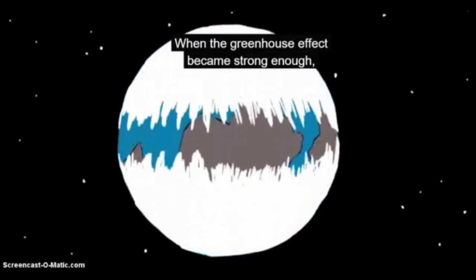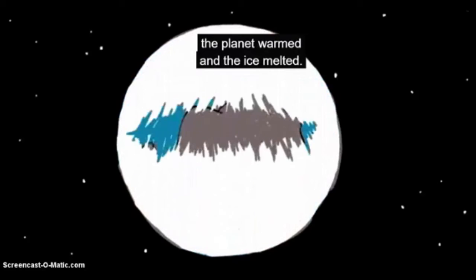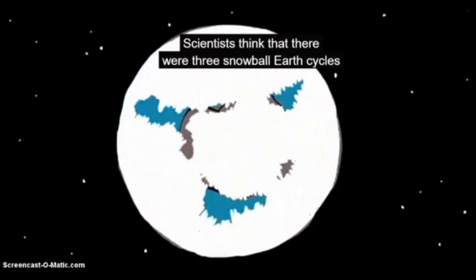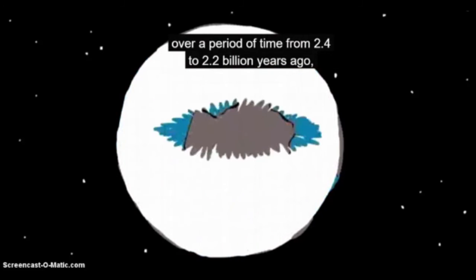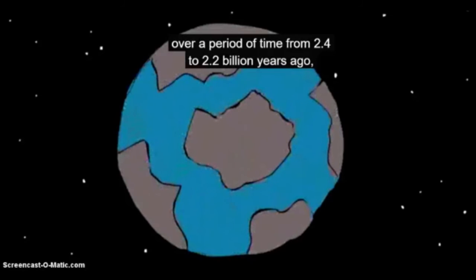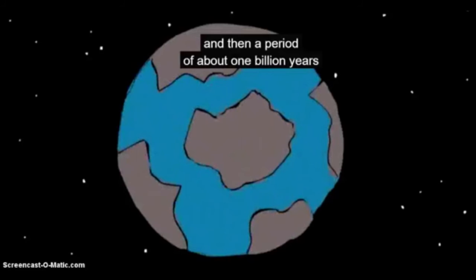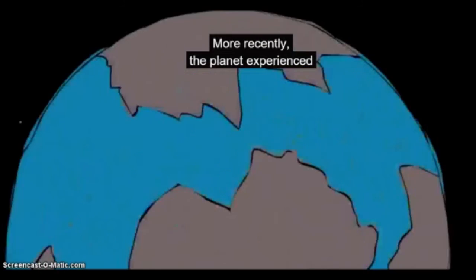Scientists think there were 3 or 4 huge glaciations over a period of time from 2.4 to 2.2 billion years ago, and then a period of about 1 billion years in which the atmosphere and climate were fairly stable. More recently, the planet experienced other snowball Earth events, but some life forms were able to survive the cold.